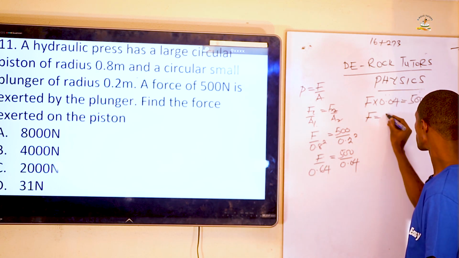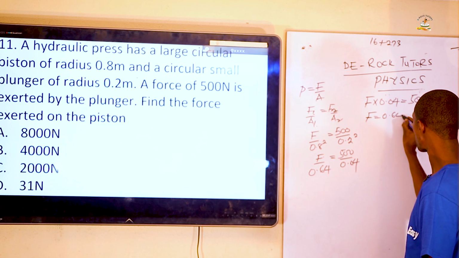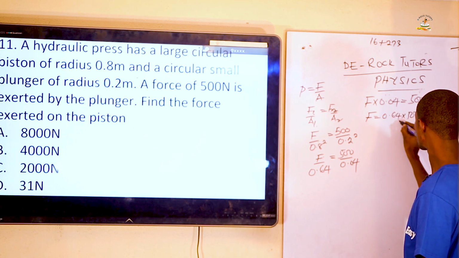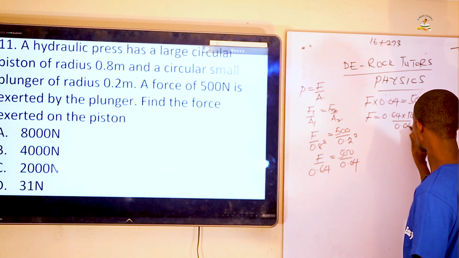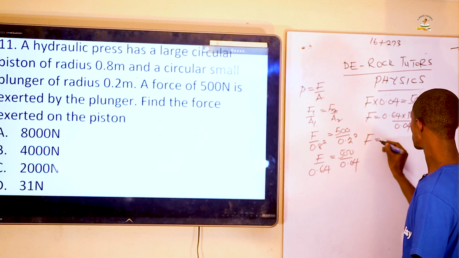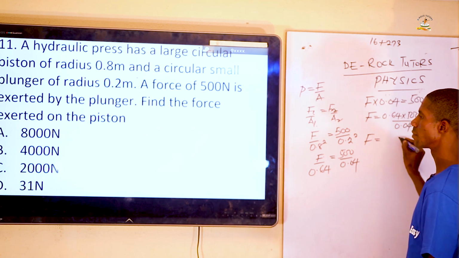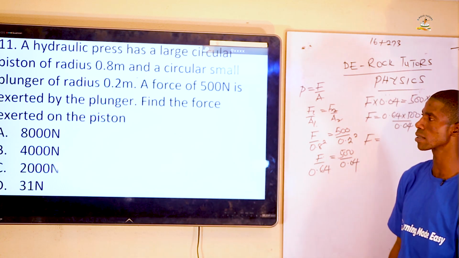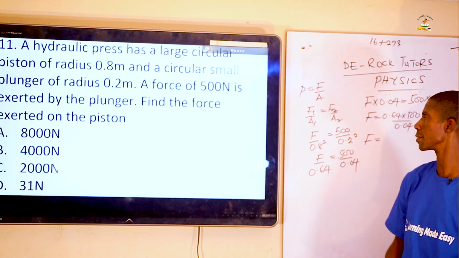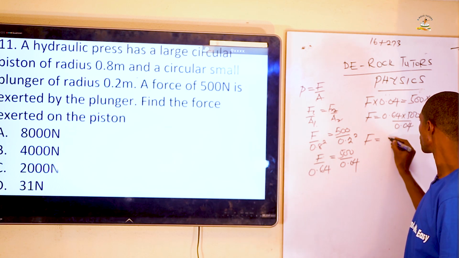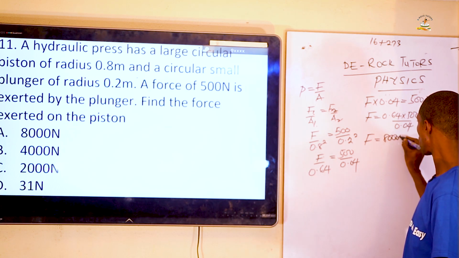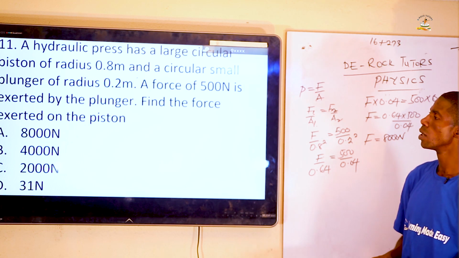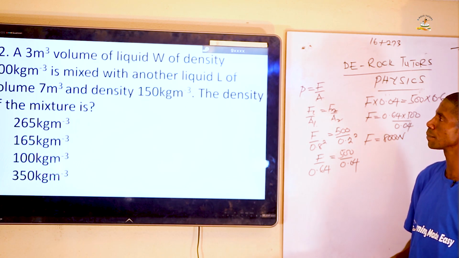So for me now to get F, I will have to make F the subject of the formula. So F now gives 0.64 multiplied by 500 over 0.04. So after multiplying and dividing, we'll arrive at 8,000 as our answer, which is option A. So if you multiply and divide, you arrive at 8,000 in Newton. So let's go to the next question again.